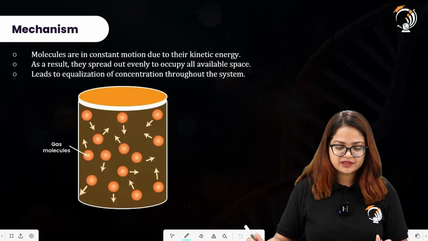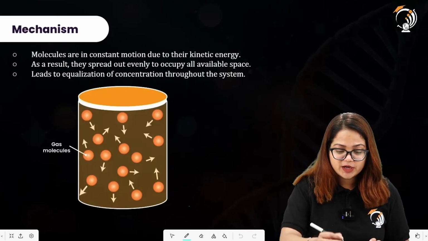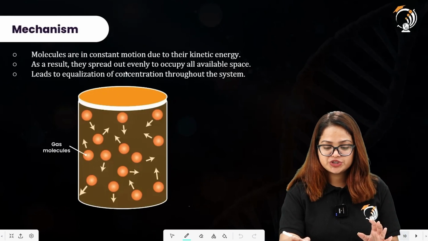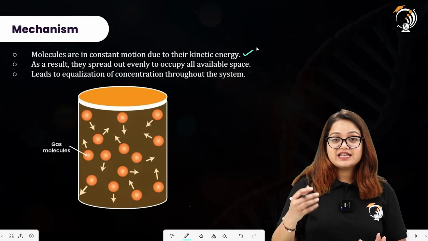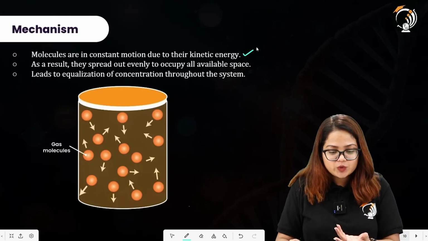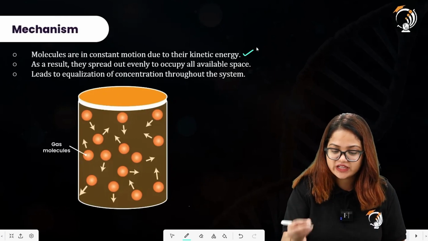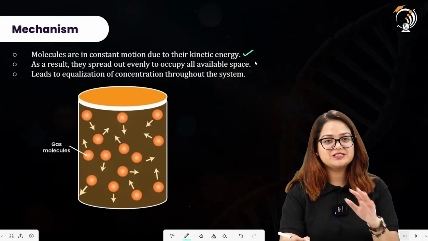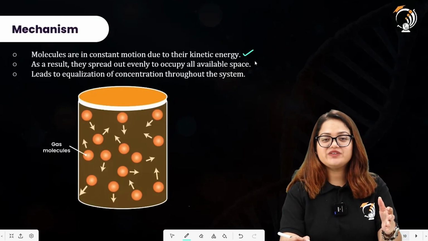Moving further, the mechanism is that molecules are in constant motion due to their kinetic energy. Since they are moving randomly, they exhibit kinetic energy due to their motion. As a result, they spread out evenly to occupy all available space. So they are spreading out evenly.